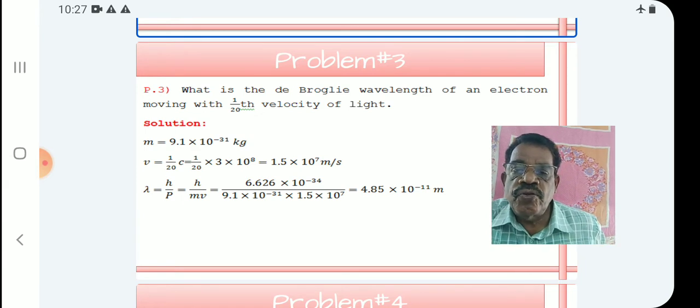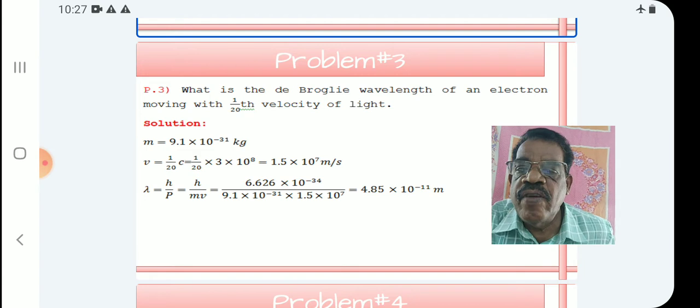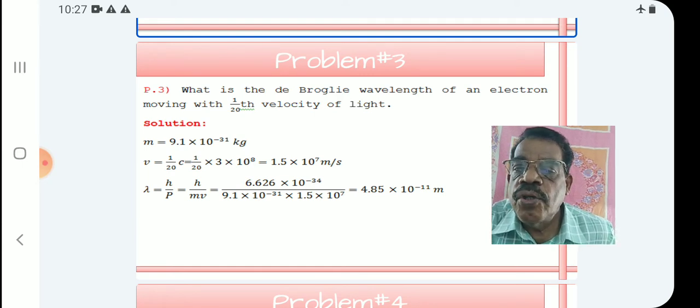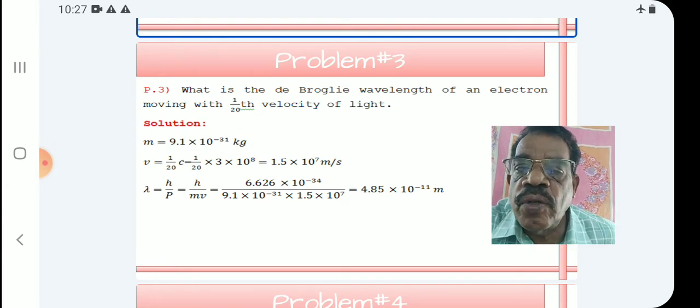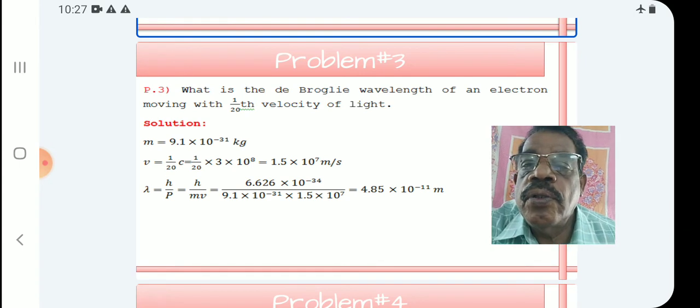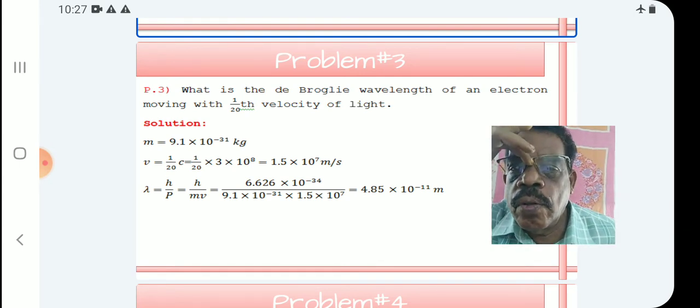You put the values in the equation, we get lambda is h by p, h by mv equal to 6.626 into 10 raised to minus 34 by 9.1 into 10 raised to minus 31 into velocity 1.5 into 10 raised to 7. On calculation, we get 4.85 into 10 raised to minus 12 meter.